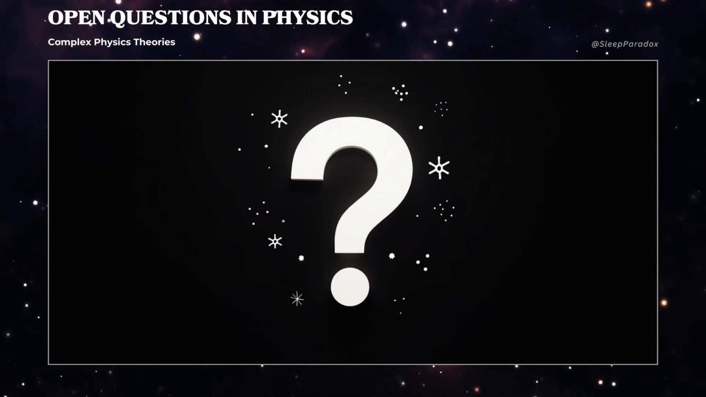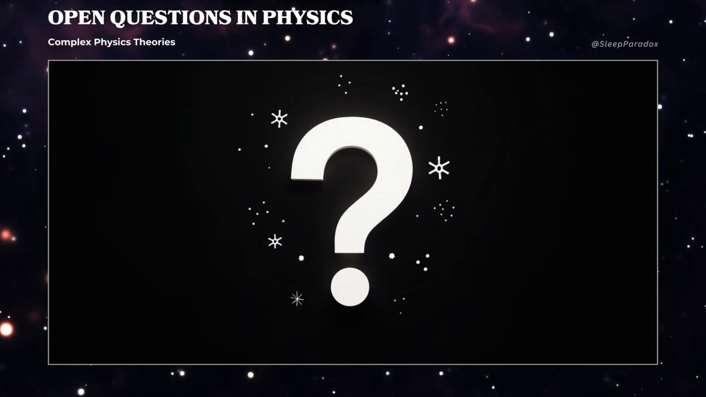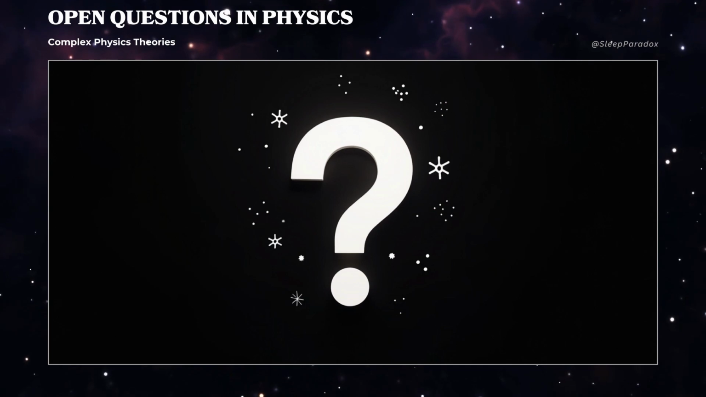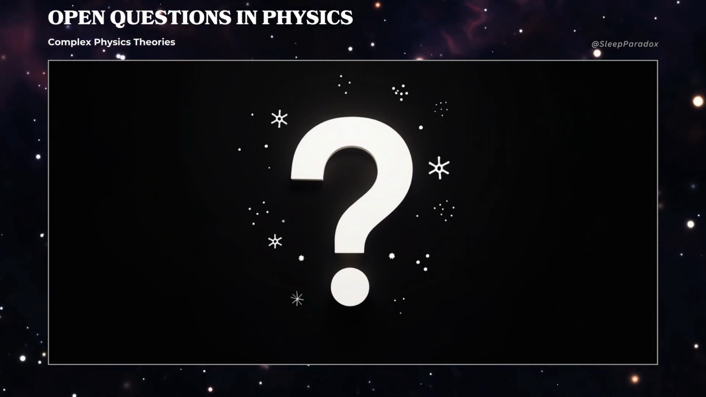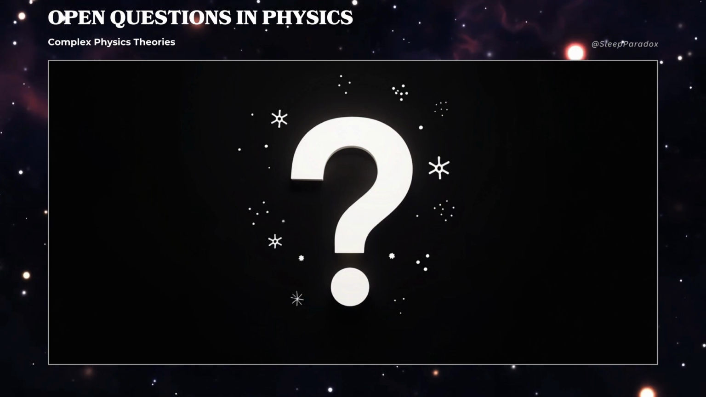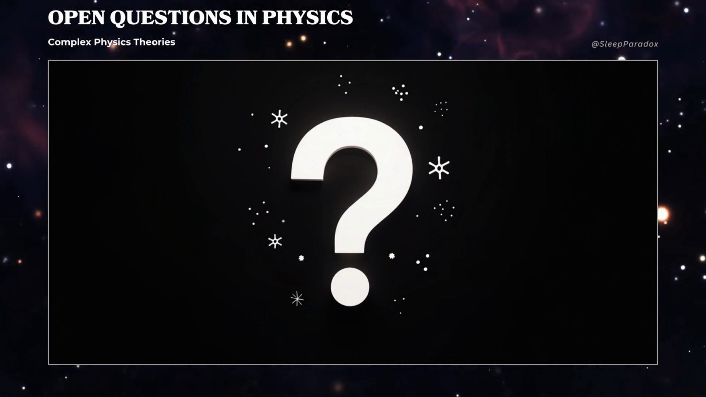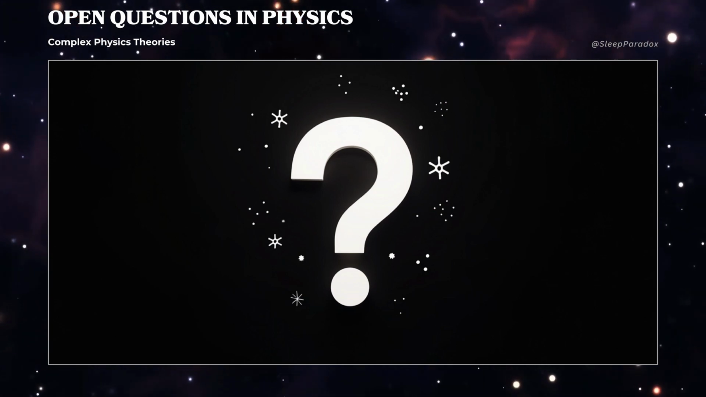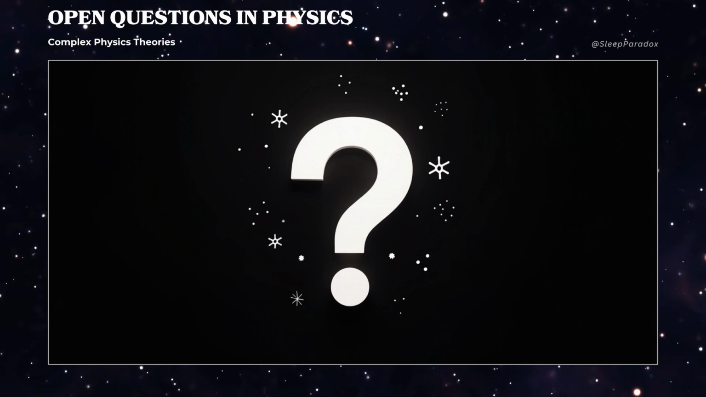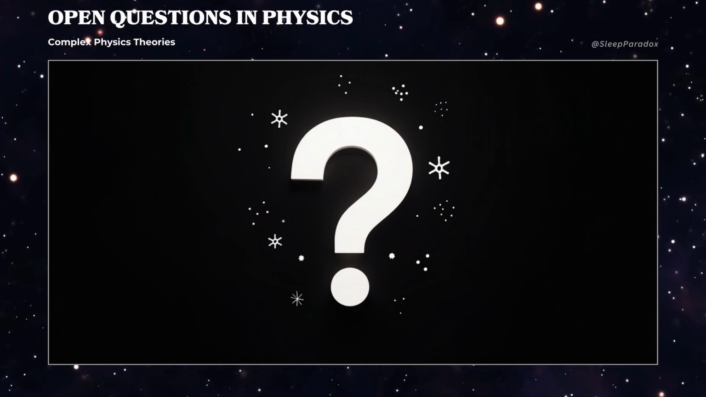Then there's the challenge of unifying quantum mechanics and general relativity. Quantum mechanics governs the smallest scales, like atoms and subatomic particles. General relativity describes the largest scales, planets, stars, and galaxies. Both theories work incredibly well on their own, but they don't fit together. When we try to apply both theories at once, such as near a black hole or at the beginning of the universe, the math breaks down. A complete theory of quantum gravity is one of the holy grails of physics.